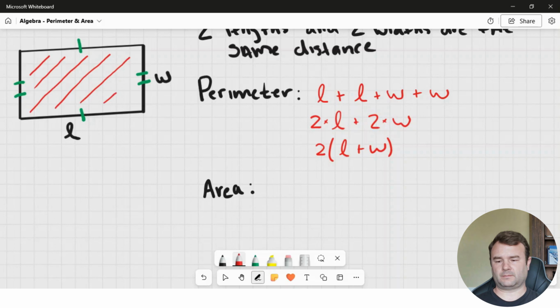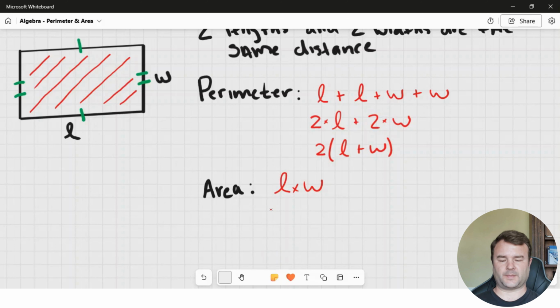And that is our area. So it's the number of square units. So area is defined as the length times the width, which is area. Simple enough. So now we've defined algebraically what perimeter and area are. So let's go ahead and use an example to help us understand this better.